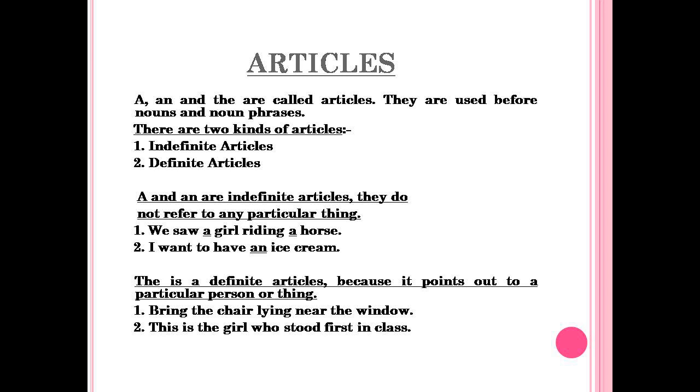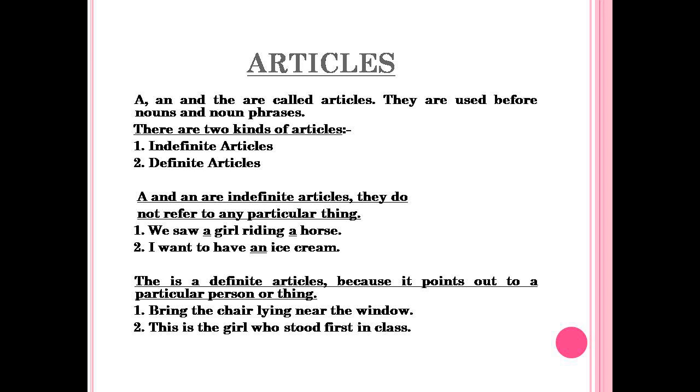Articles. A, an, and the are called articles. There are 3 articles in English: a, an, and the. They are used before nouns and noun phrases. Now there are 2 kinds of article. Number 1, indefinite articles. Number 2, definite article. Today we learn number 1, that is indefinite articles.